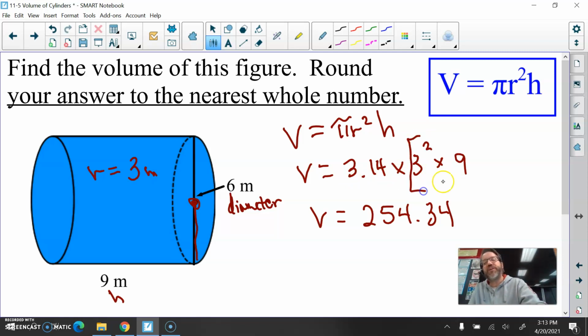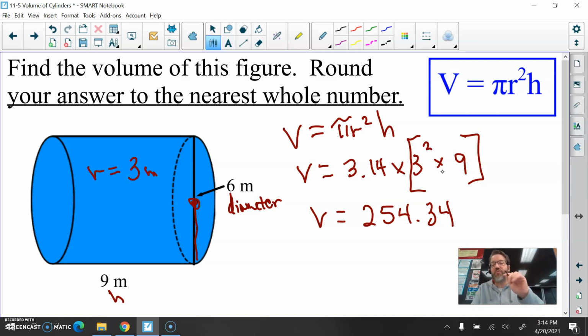So I actually started here with 3 squared, which is 9. 3 times 3 is 9. And then took 9 times 9, which is 81. So I really just have 3.14 times 81. It was just a shortcut, so I wouldn't have to push as many buttons on my calculator. And it does equal 254.34.